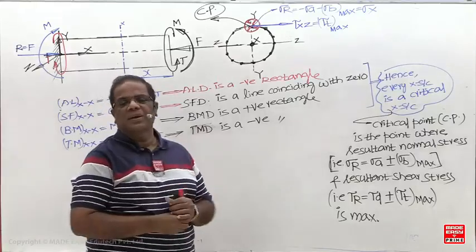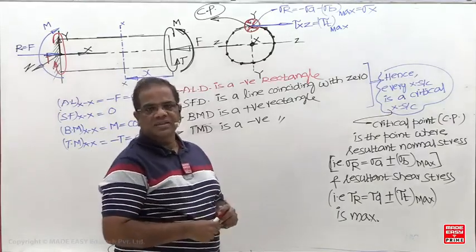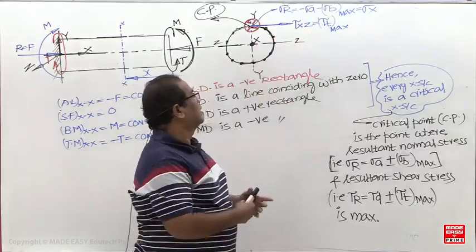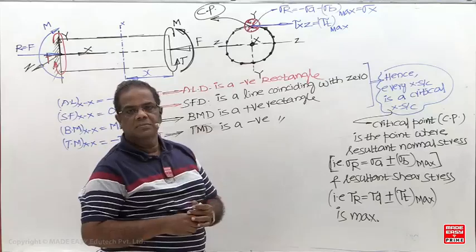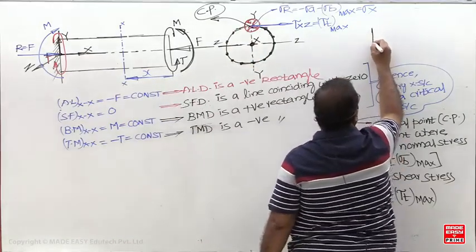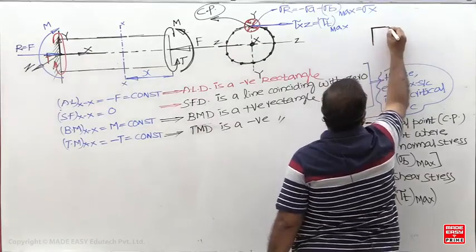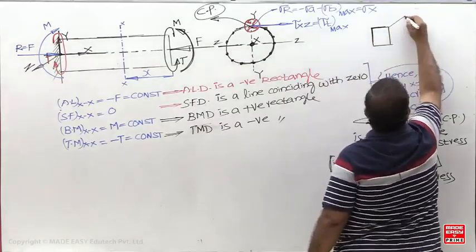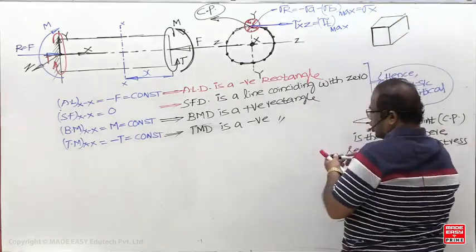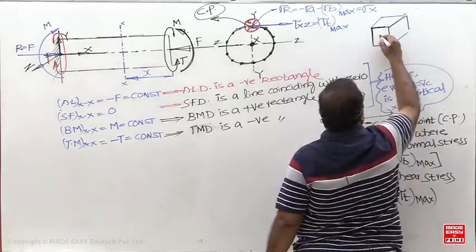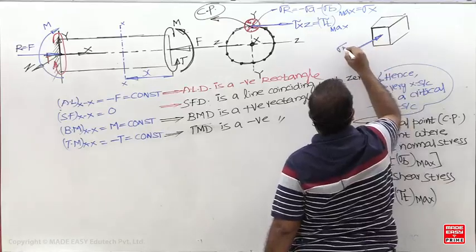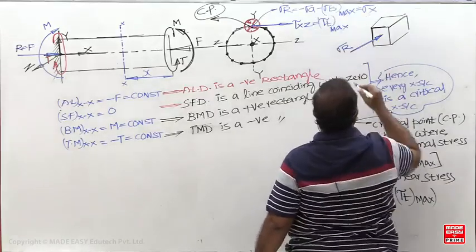Now can you find out the principal stress? How many stresses are there now? One normal stress and one shear stress. So what is the state of stress at this point? If I take a cube, this is the cross section. This is the resultant normal stress, compressive. This is sigma x.